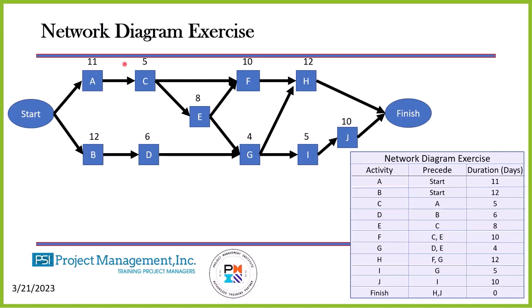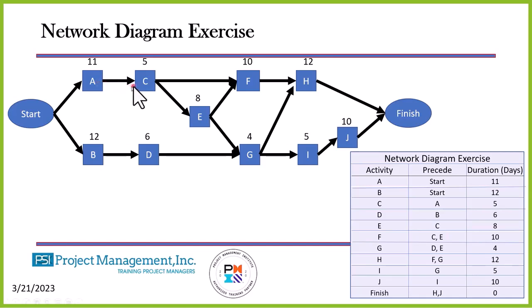I'm interested in the duration because that's what's going to drive my finish date of this project. That is the duration of each activity. Where do we go from here? Next thing we want to do is establish the different paths through this network diagram. It may seem simple, but there are actually several paths through this diagram.